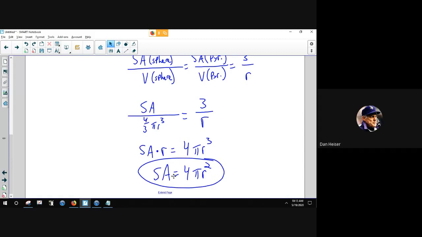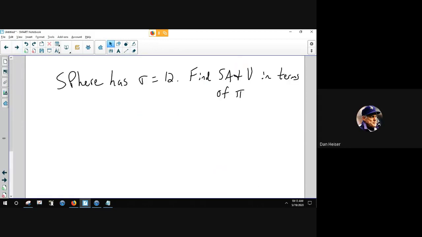Surface area of a sphere, 4 pi r squared. Volume of a sphere, 4/3 pi r cubed. Let's do a quick example. Here's a sphere, radius 12. Find its surface area, find its volume, both in terms of pi. Here's our surface area, 4 pi 12 squared. And this will give us 576 pi.